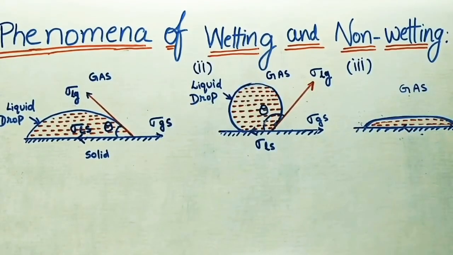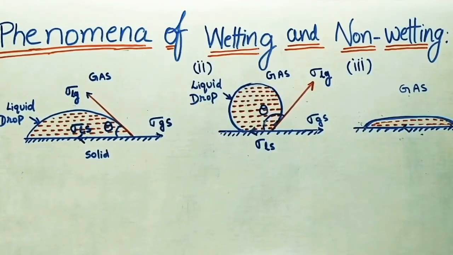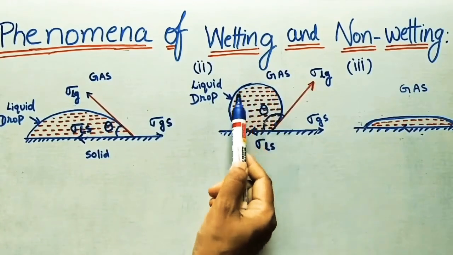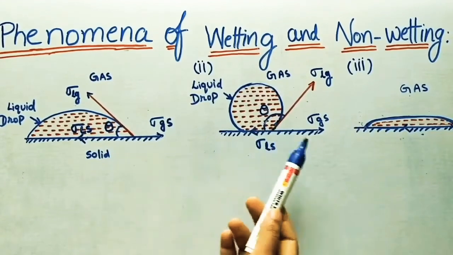We are taking some liquid drop here. In one case it is in a spherical form, and in another it is spread on the surface. Three cases we took here. So three types of different liquids will have different wetting phenomena.